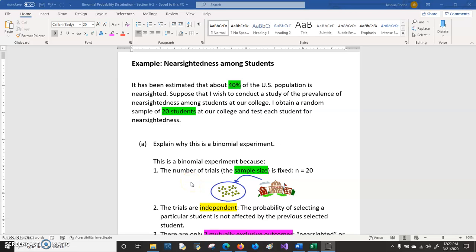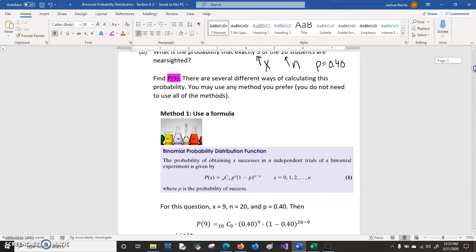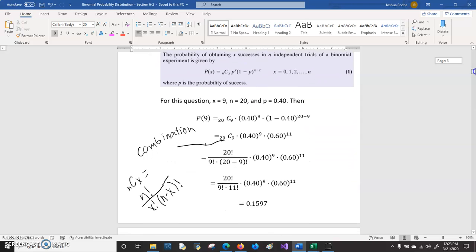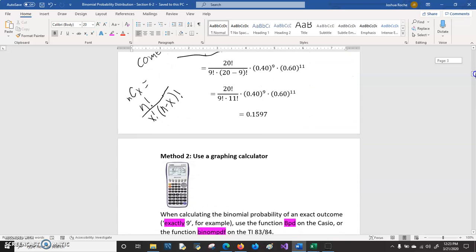In the last video, we went over this example, nearsightedness among students. We went over part A and B, and in part B, where we left off, we went through different ways of calculating a probability.